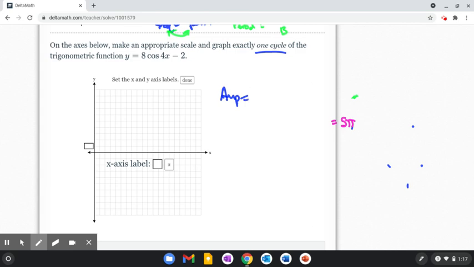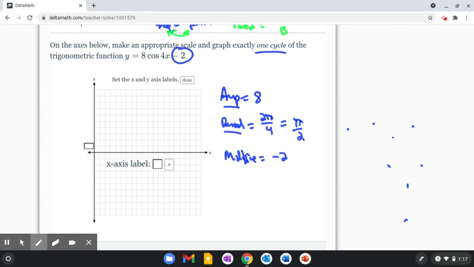This next one is another cosine. Amplitude is 8. Your period, remember, is 2 pi over b. So it's going to be 2 pi over 4. Okay, so that's just pi over 2. And then our midline, or our shift, is at -2 because it's -2. All right, so then we're going to do our scale. Remember, this y scale is always 1. Your x scale, always just make your period. So we're just going to make it pi over 2.